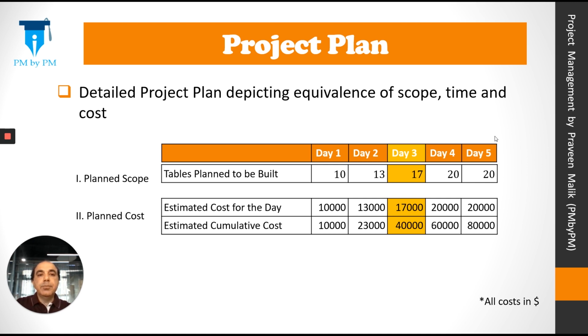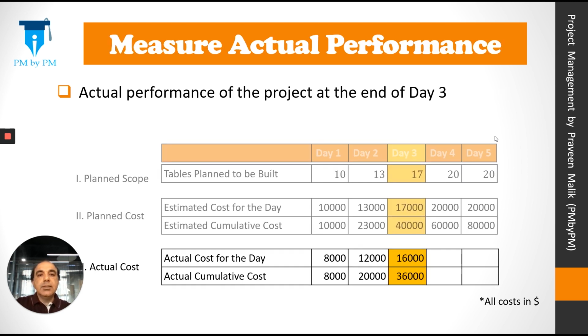And there is a day-wise planned cost as well. So on day 3, we have to build 17 tables. That is, we are planning to spend $17,000 on day 3. By end of day 3, 40 tables will be built. And the planned cost should be $40,000. So this is our plan. Let's consider day 3 as the control date. That is the date on which we are going to take measurements. So let's measure the actual performance.